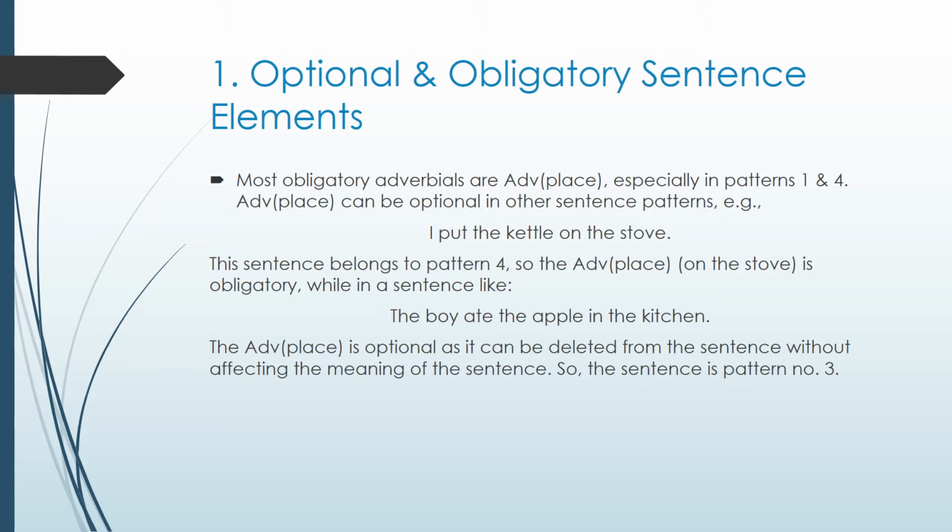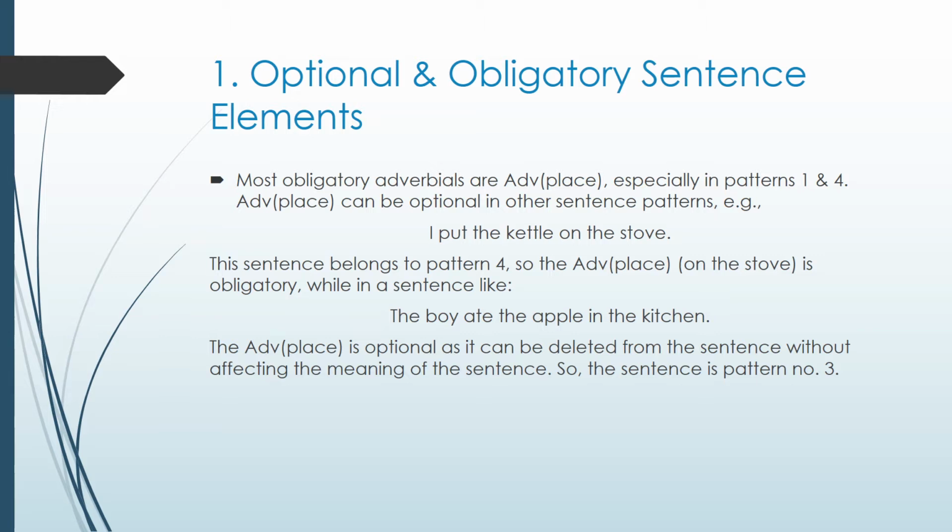So, for example, if we say, I put the kettle on the stove, let us examine the structure or the pattern of this sentence. It starts with I as the subject, put as the verb, the kettle, put what? Put the kettle. So the kettle here is the direct object. Then we have on the stove as an adverb of place.